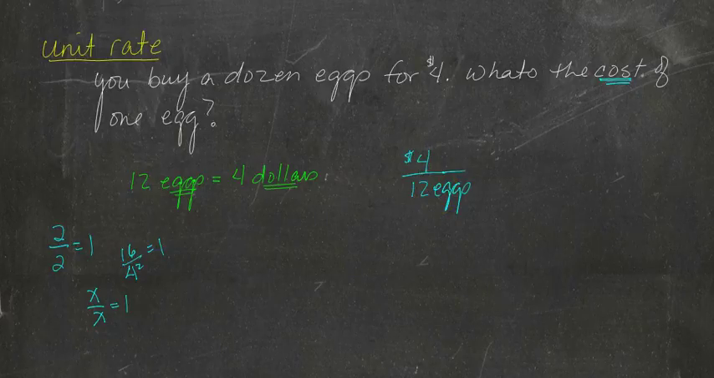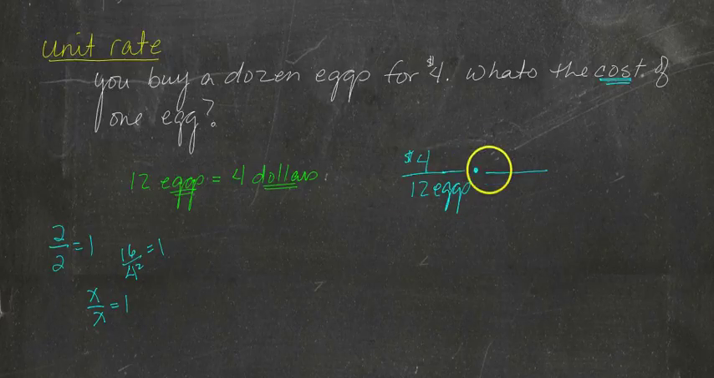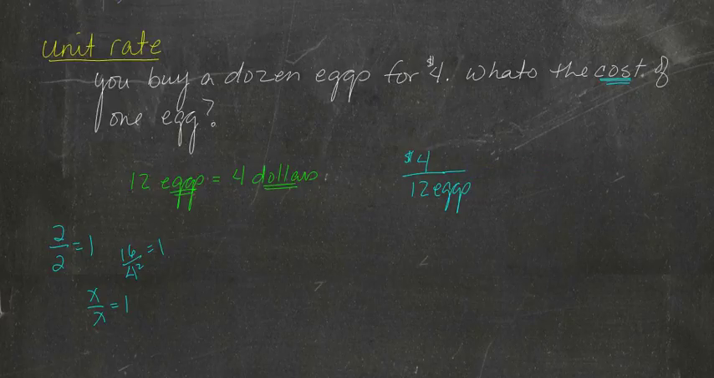So here's what we want to do. We know that it costs $4 for 12 eggs. We want to know what it costs for one egg. So you have to ask yourself, in order to turn 12 eggs into one egg, I would have to divide the denominator by 12 because 12 divided by 12 equals 1, which is always allowed as long as I also divide the numerator by 12.